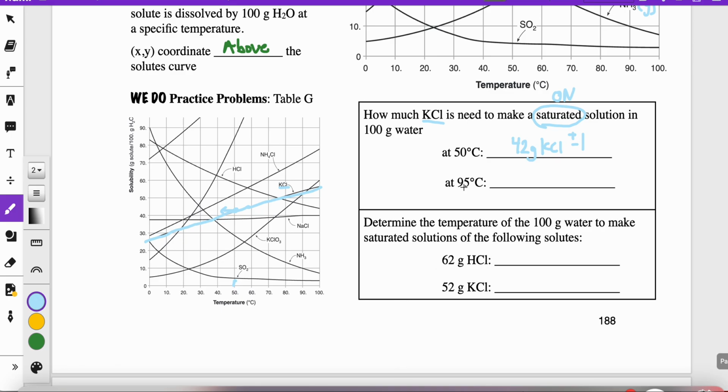Now take a look. If the temperature is 95 degrees Celsius, will it still only be 42 grams of KCl, or more or less? 95 is between the 90 and the 100. So I make sure I know where I'm looking, and I follow it up until I hit KCl's curve, and then I read again. I know that it is falling between the 50 and the 60 on the y-axis. It seems to be pretty darn close to the center. So I would say around 55 grams of KCl at 95 degrees Celsius, maybe 56 or 57.